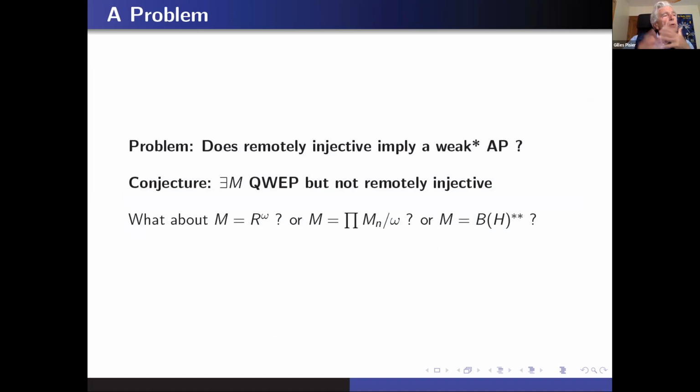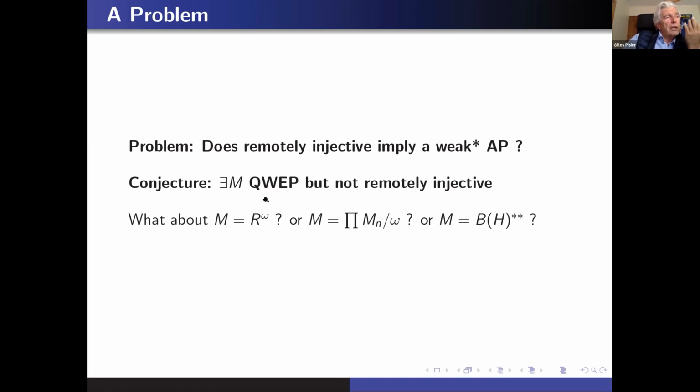Okay, so the problem in the end is, does remotely injective imply some approximation property? If it does, then at least I can use Shankovsky's theorem and conclude something. But I definitely conjecture that there exists a QWEP algebra which is not remotely injective.